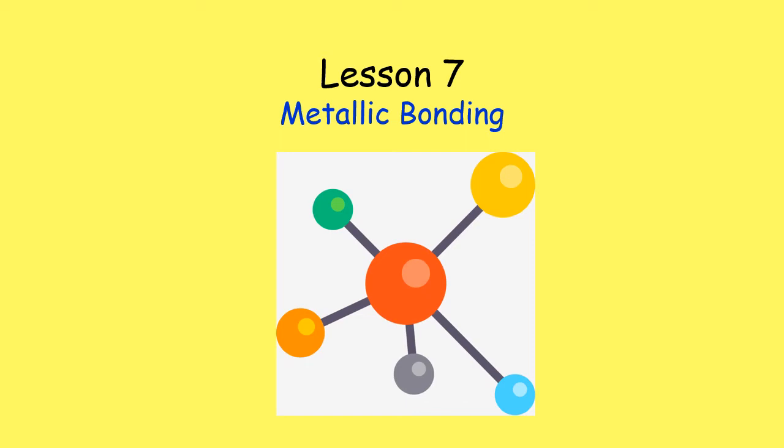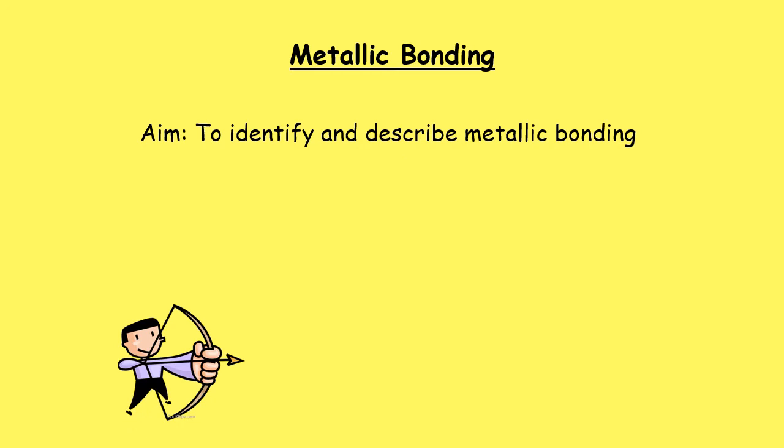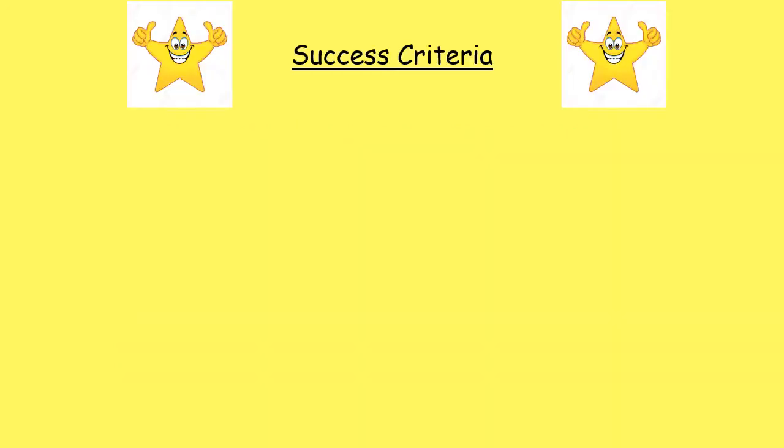So this is a National 4, National 5 chemistry lesson. The subject is bonding, and today's lesson is about metallic bonding. So the aim of today's lesson is to be able to identify and describe metallic bonding.